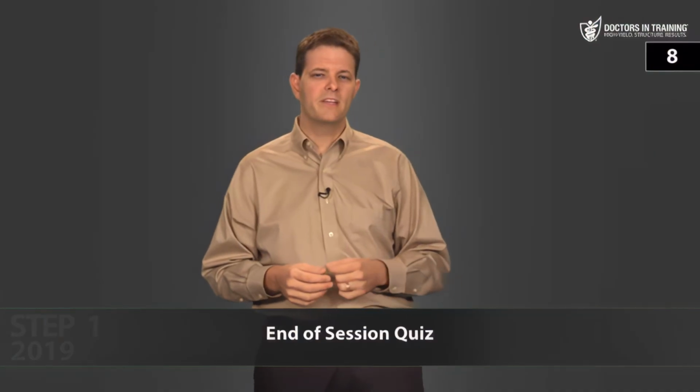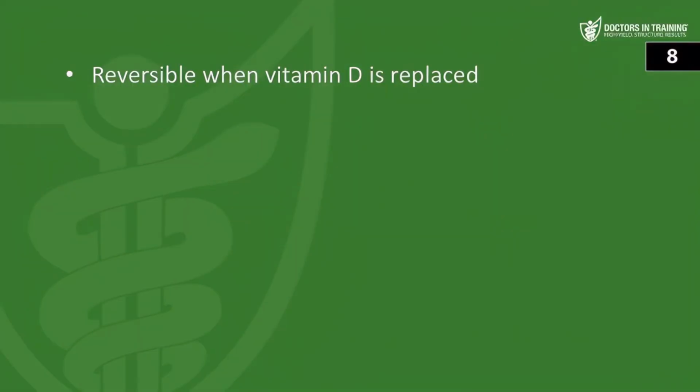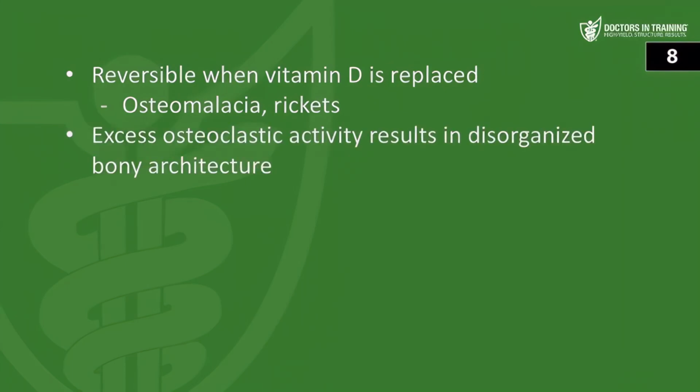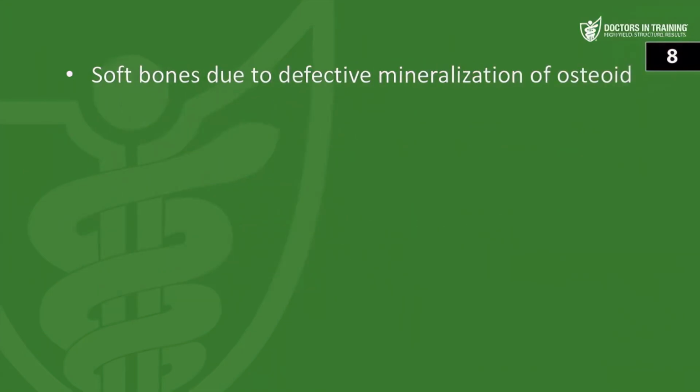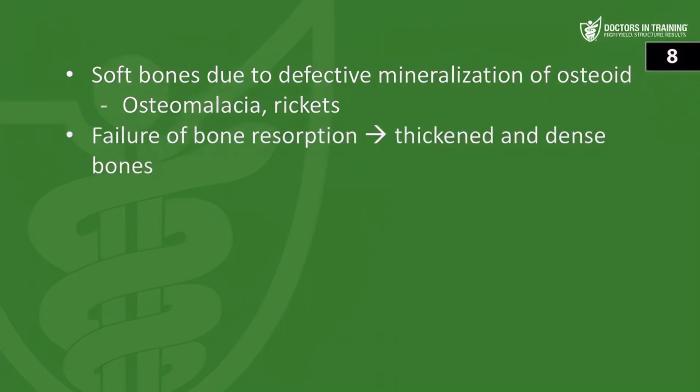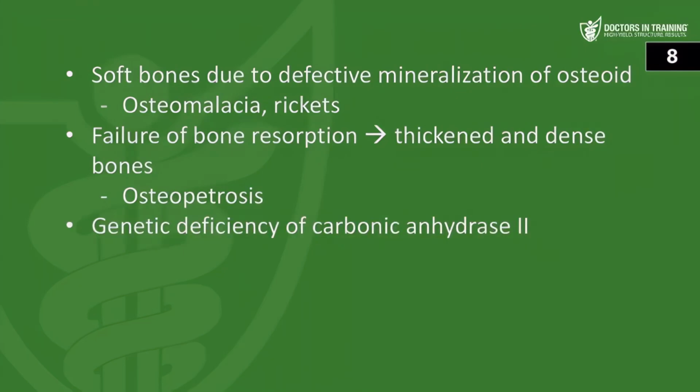Next, which bony disease fits each of the following descriptions? So reversible when vitamin D is replaced, that's osteomalacia and rickets because those are due to vitamin D deficiency. Excess osteoclastic activity results in disorganized bony architecture. That's Paget disease of bone. Bone is replaced by fibroblasts, collagen, and irregular bony trabeculae. That's polyostotic fibrous dysplasia. Soft bones due to defective mineralization is osteomalacia and rickets again. Failure of bone resorption causing thickened and dense bones is osteopetrosis. And genetic deficiency of carbonic anhydrase 2 is also osteopetrosis.